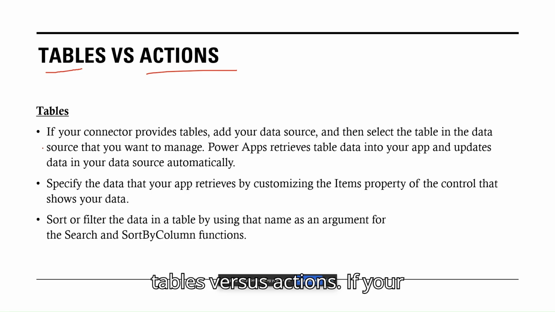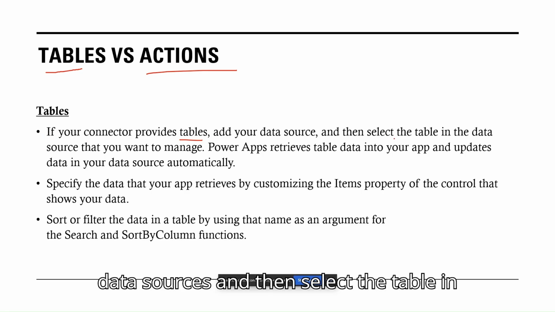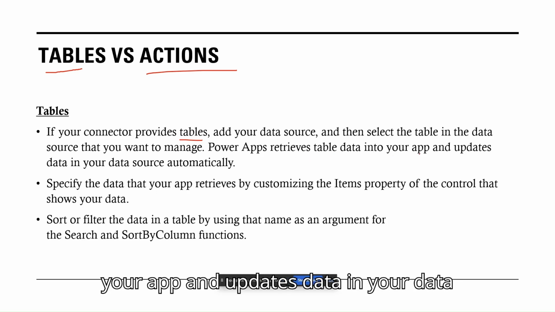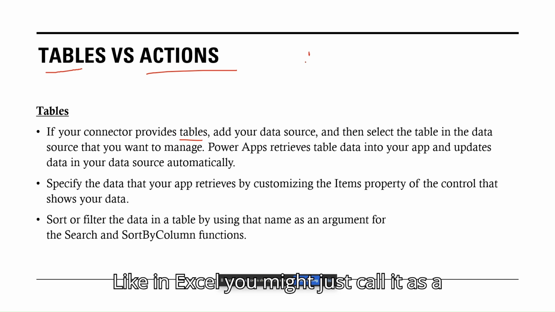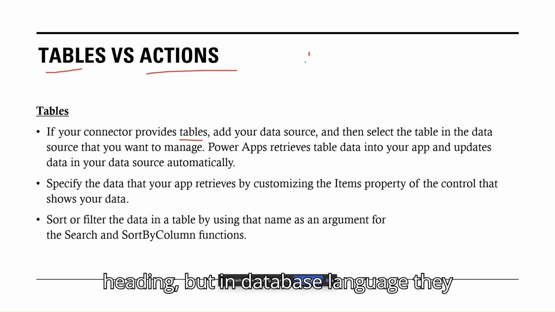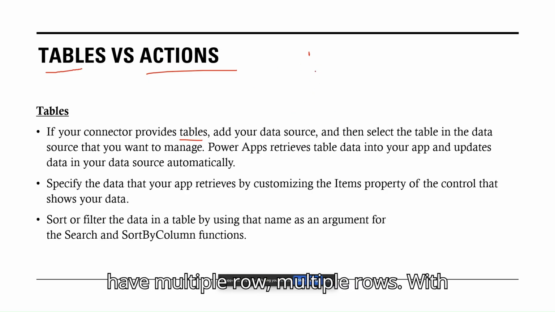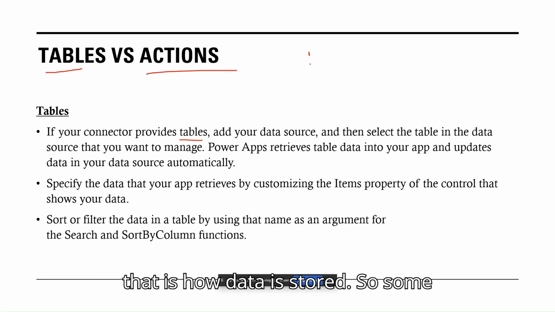Tables versus actions. If your connector provides tables, add your data sources and then select the table in the data source that you want to manage. Power Apps retrieves table data into your app and updates data in your data source automatically. So, a table, as you know, is sort of like a Microsoft Excel spreadsheet. You will have a heading like a column name. Like in Excel, you might just call it a heading, but in database language, they call it a column. And tables will have multiple rows with data for each of those columns, right? So a table will contain rows and columns, and that's how data is stored.